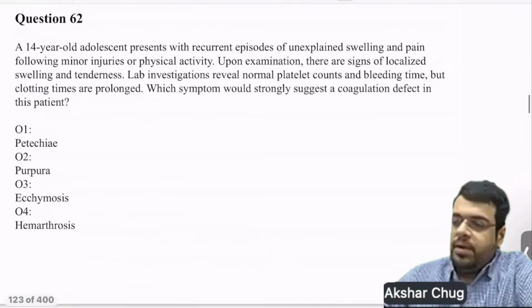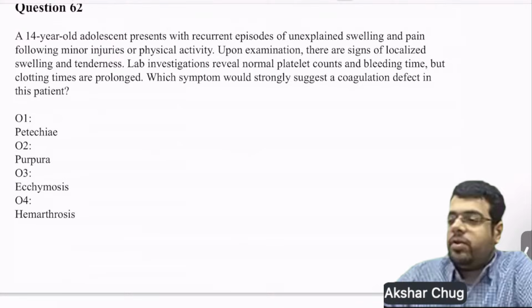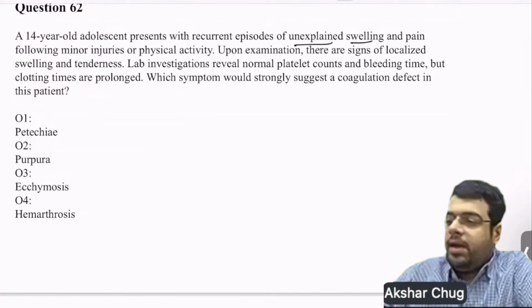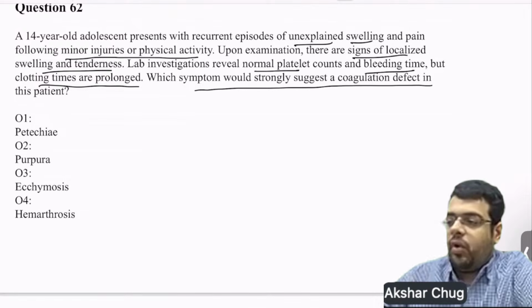The next question: a 14-year-old adolescent presents with recurrent episodes of unexplained swelling and pain following minor injuries and physical activity. Upon examination, there are signs of localized swelling and tenderness. Lab investigation revealed normal platelet count and bleeding time, but clotting time was prolonged. Which of the following would strongly suggest a coagulation defect?